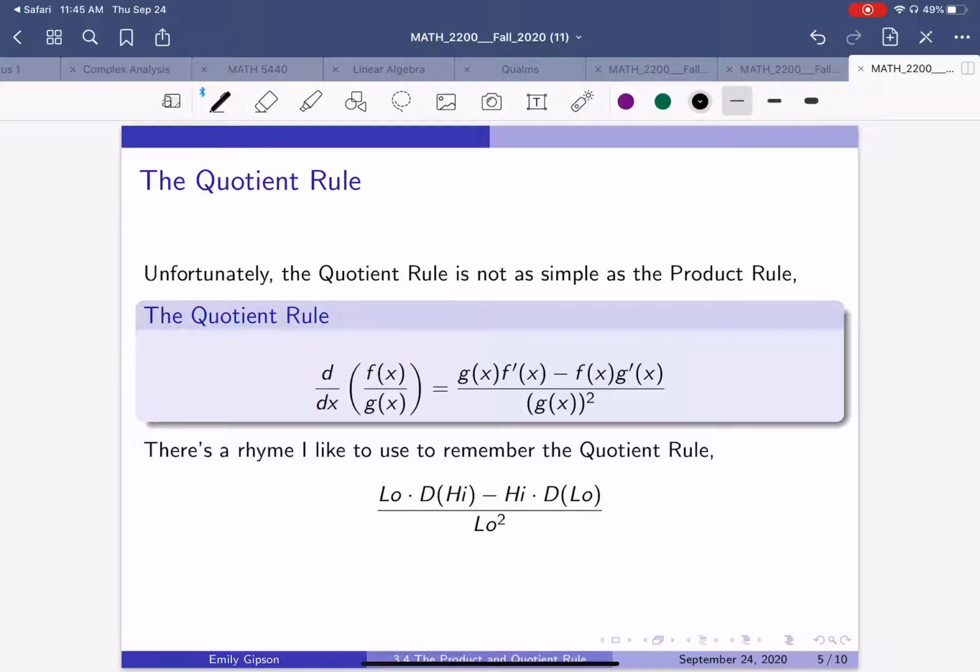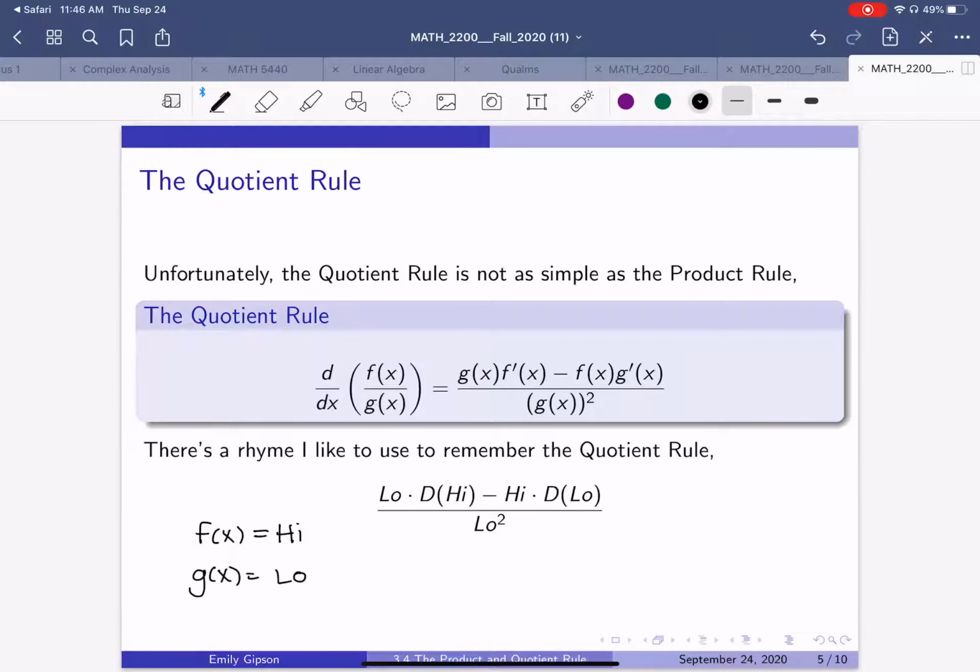all over g(x) squared. And there's a cute little rhyme I like to use to remember the quotient rule that I learned way back when I took Calculus 1 in 2012, which is: low d high minus high d low all over low squared. So we call f(x) high and g(x) low. So we know that when we replace them, we're going to get the exact same thing that we want.